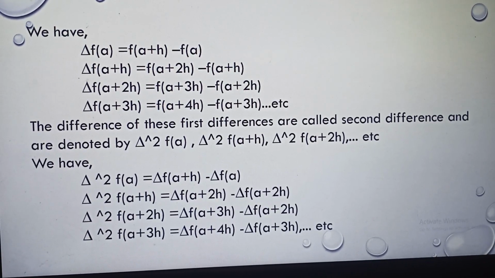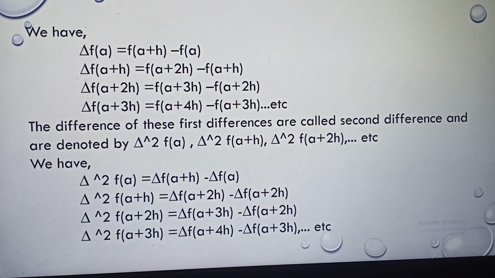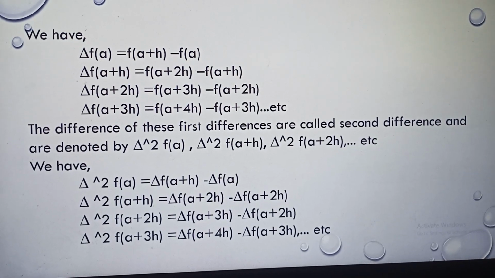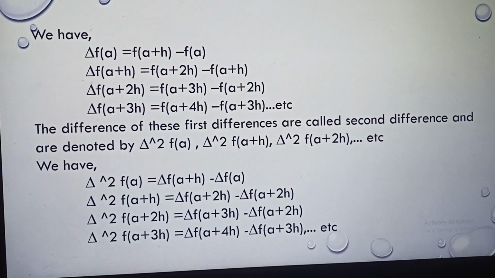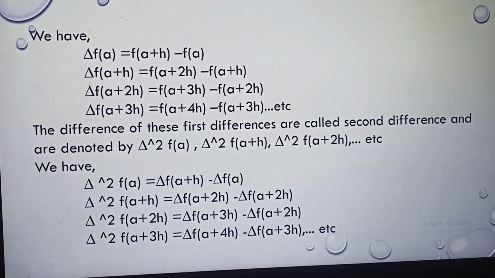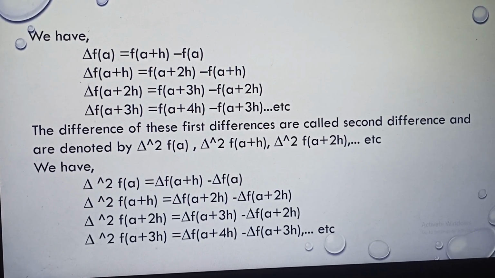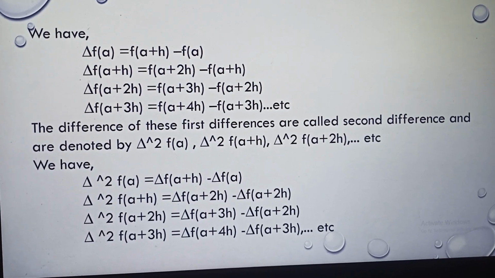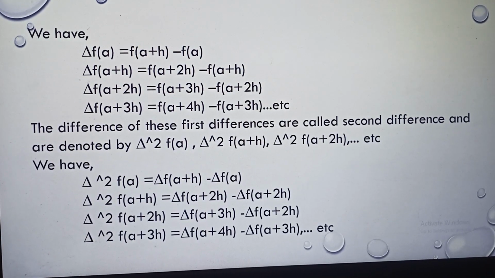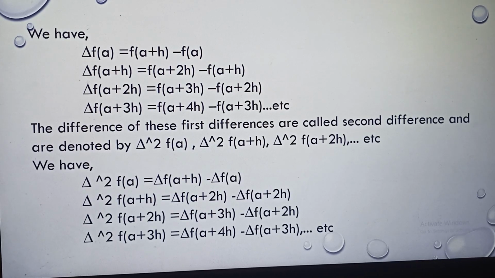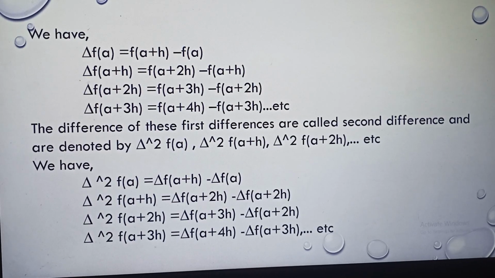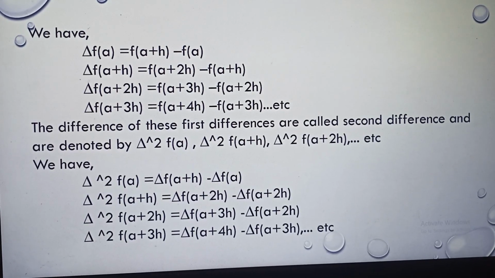The differences of these first differences are called the second differences and are denoted by delta square f of a, delta square f of a plus h, delta square f of a plus 2h, etc. We have delta square f of a equals delta f of a plus h minus delta f of a. Delta square f of a plus h equals delta f of a plus 2h minus delta f of a plus h. Delta square f of a plus 2h equals delta f of a plus 3h minus delta f of a plus 2h. Delta square f of a plus 3h equals delta f of a plus 4h minus delta f of a plus 3h, etc.